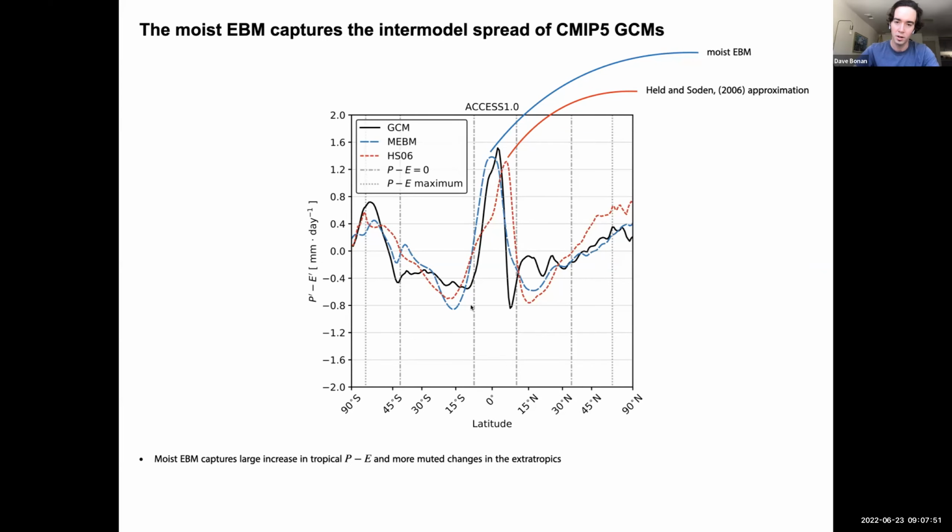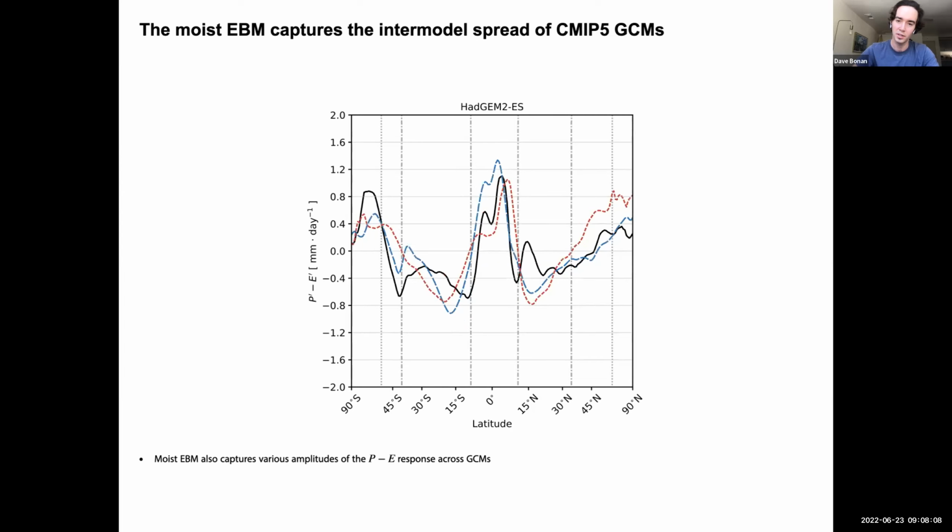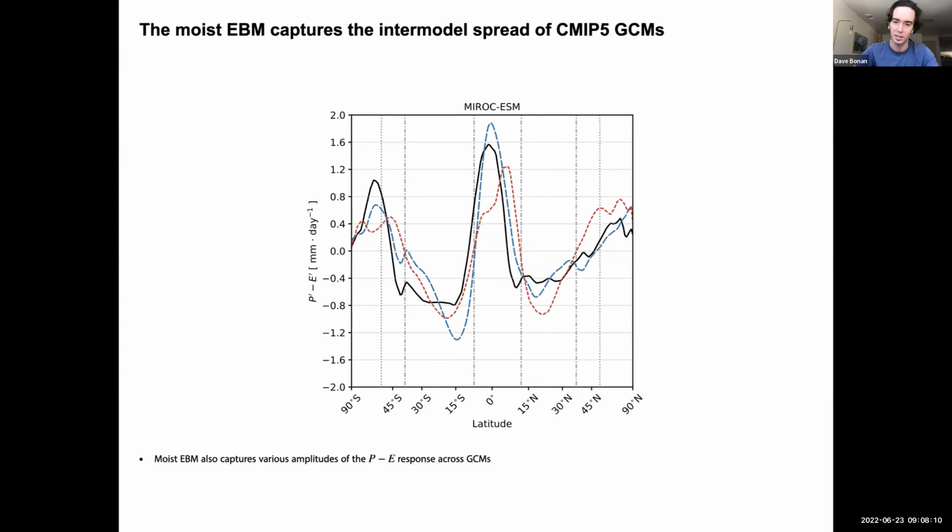And so you can do this for all the 20 models that we have. So that was a more amplified hydrologic response. Here's a more muted response in CCSM4. You can see that the energy balance model does capture the same structure and the higher latitude and subtropical drying responses that we see in the GCMs. So you can start to flip between models here and you can see that it really does capture the intermodel spread among these models.